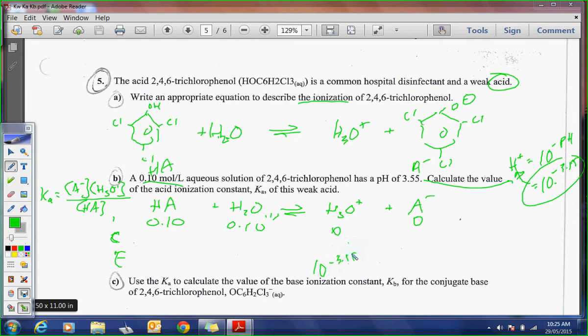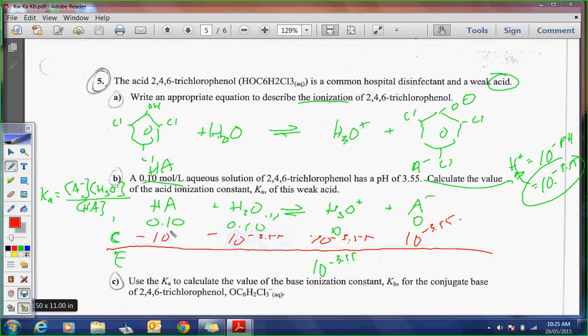So that means my change was also 10 to the power of negative 3.55. Okay, so that's how much this changed by, that's how much I made. I would have also made the same amount of this. Are you okay with that? Because it's a 1-to-1 for every one I make. And this would also be, I'm going to use up 10 to the power of negative 3.55, and I'm going to use up 10 to the power of negative 3.55.